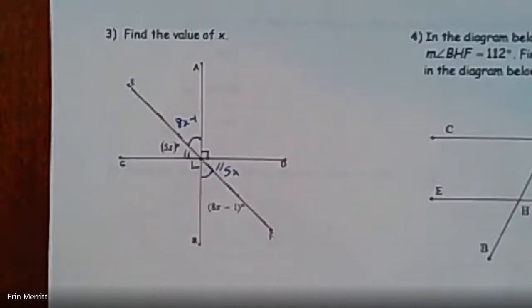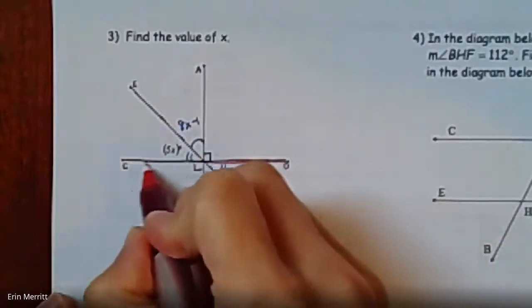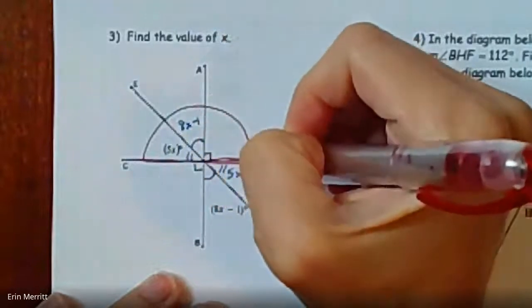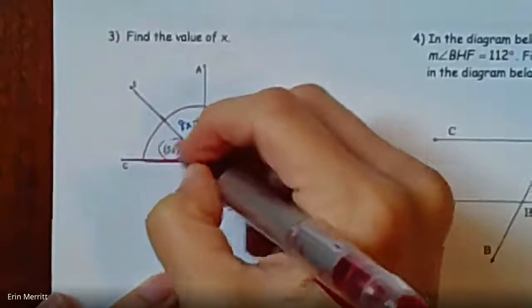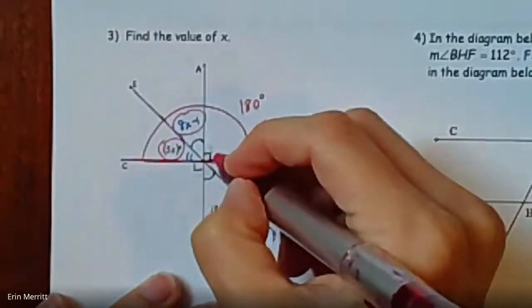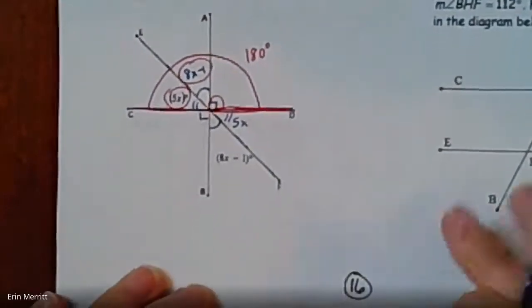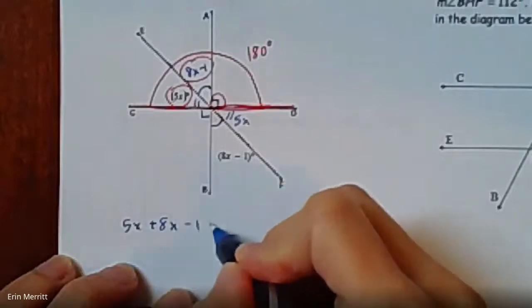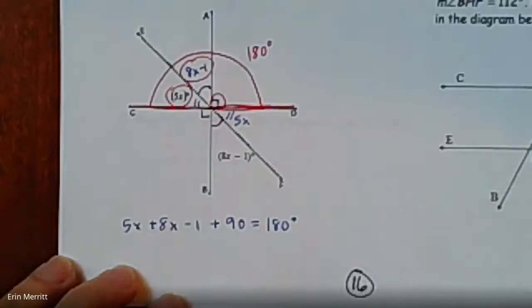So I can use the fact that all those angles add up to 360, or I'm going to shortcut and use this straight line here and focus on the fact that those three, because they form a straight line, have to add to 180. So 5x, 8x minus 1, and then that right angle, so I know that's a 90 right there. So I'm going to set up my equation below. So 5x plus 8x minus 1 plus 90 equals 180 degrees.